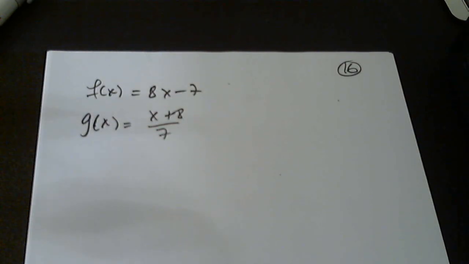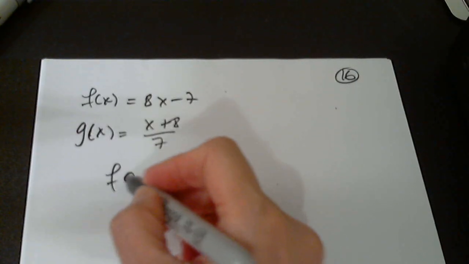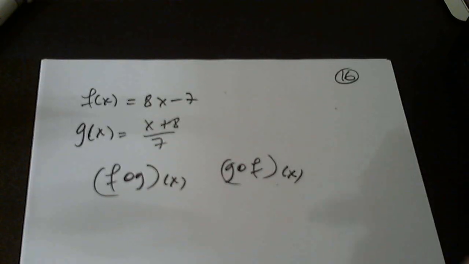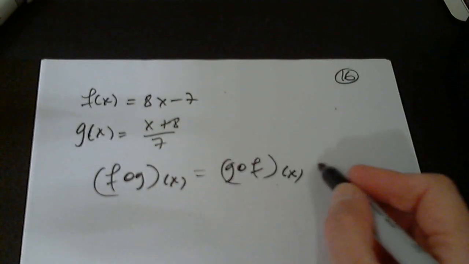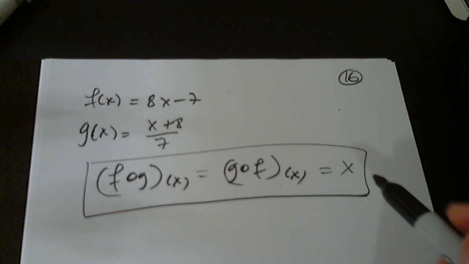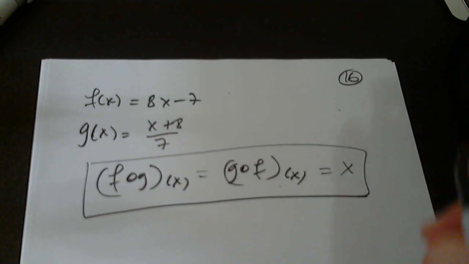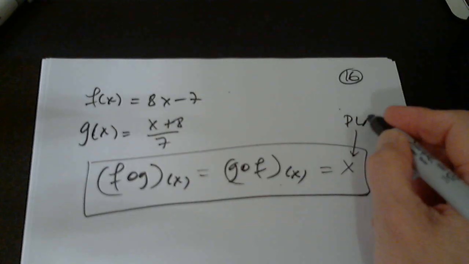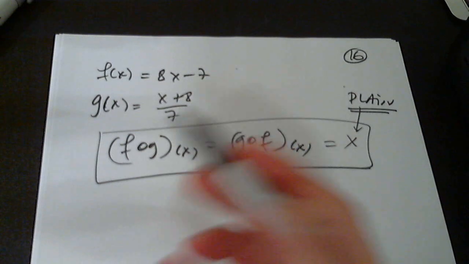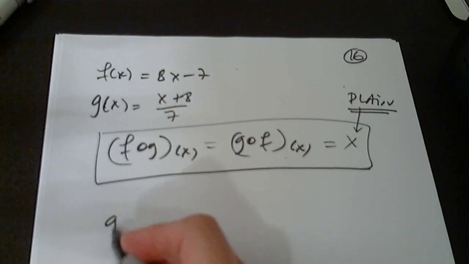Is one the inverse of the other, or are they inverses of each other? All I have to do is determine either f comma g or g comma f. And if both equal x, then I know they are inverses of each other. If it equals x squared or x plus 5 or x over 2, no. This has to be plain x. So all I have to do is determine f comma g or g comma f.